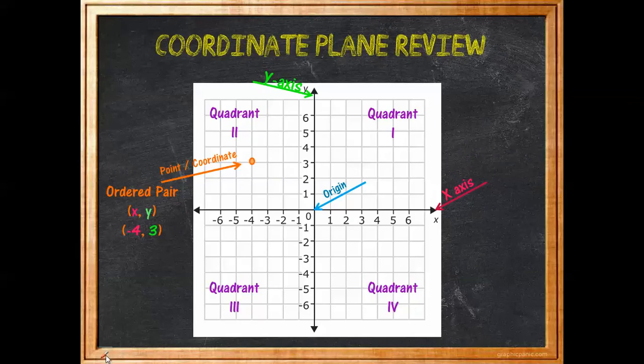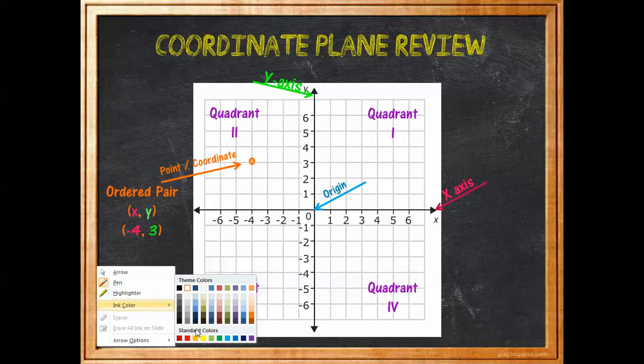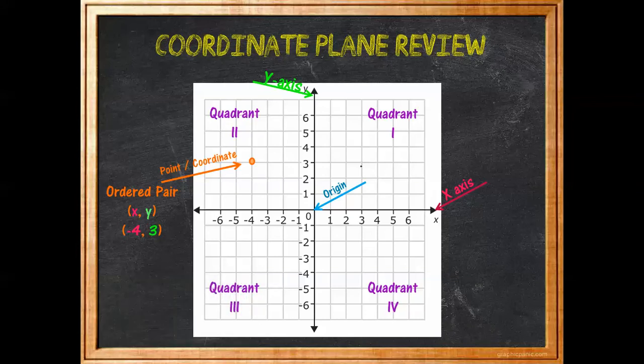Here is just a quick review of the coordinate plane. We should all know all of this stuff that's already on here. You have 4 quadrants that are broken up. We start in the top right-hand corner with quadrant 1, and then we move counterclockwise to find the rest of the quadrants. So top right is quadrant 1, then to the left is quadrant 2, down is quadrant 3, and then to the right is quadrant 4. The origin right here is 0, 0. The x-axis is the one that goes left and right. The y-axis goes up and down.